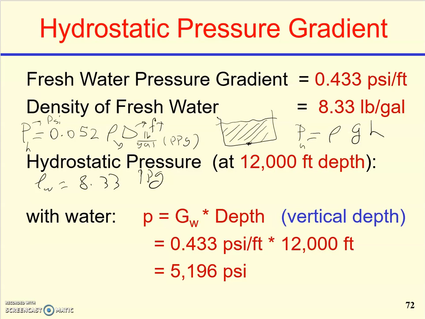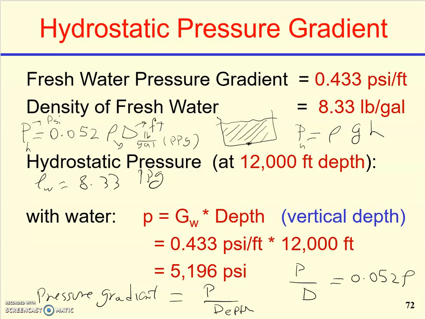So the pressure gradient definition is pressure divided by depth. That's called pressure gradient, right? So how much pressure changes per foot. If you use this equation, then pressure gradient, or pressure divided by depth, is equal to 0.052 multiplied by the density, right? This is going to give you psi per foot if you use pound per gallon density here.